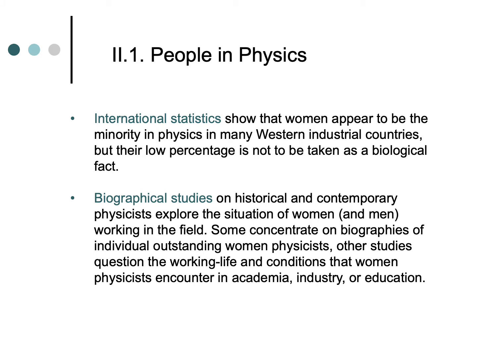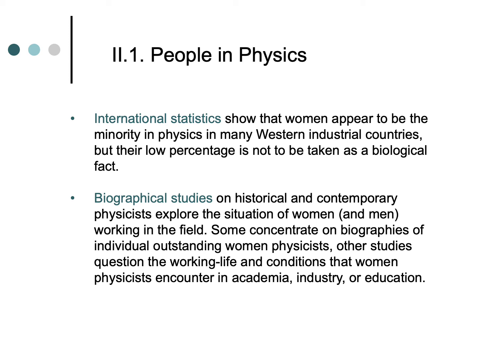There exists a lot of research on people in physics. International statistics, for example, show that women appear to be the minority in physics in many Western industrial countries, but their low percentage is not to be taken as a biological fact. In the former Eastern Soviet countries, there was a high percentage of women in STEM fields, and today in Iran and in some Arabic countries there's a high number of women in physics. So it's not in the nature of women to be not interested in physics. This is one very interesting finding international statistics could show us.